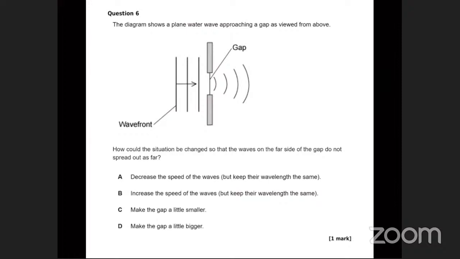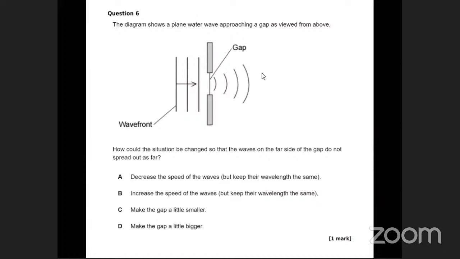A says decrease the speed of the waves but keep their wavelength the same. B, increase the speed of the waves but keep their wavelength the same. C, make the gap a little smaller, or D, make the gap a little bigger. So please, this one is a bit tricky, so just think about it a bit. They're including concepts of diffraction.